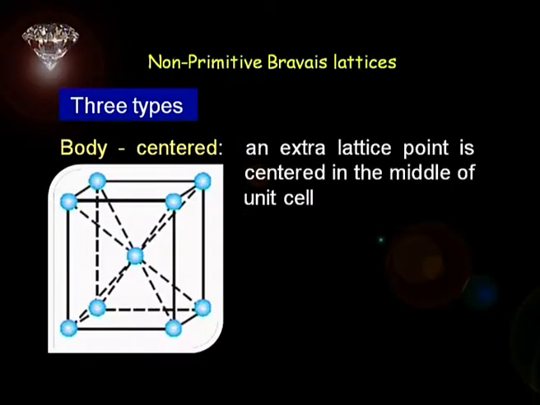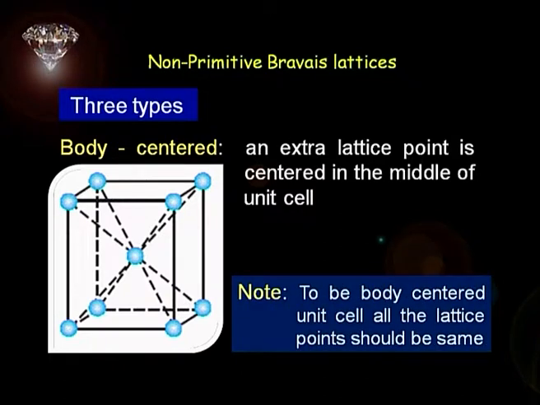So, there are 7 primitive ones and 7 non-primitive ones. Even these non-primitive Bravais lattices are subdivided further. They belong to 3 types. The first one is called a body centered one. What it means is that it has an extra lattice point which is centered in the middle of the unit cell. That means you have all the corners occupied, which basically would be a primitive cell, and in addition to the corners being occupied by lattice points, if there is a lattice point in the middle of the unit cell, then we say it is a body centered lattice.